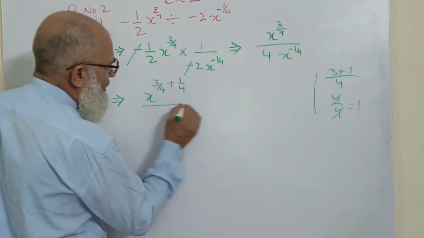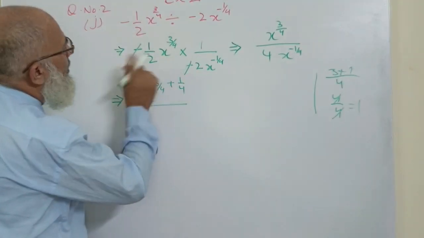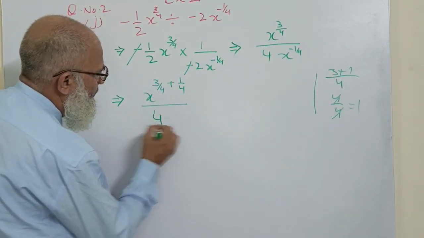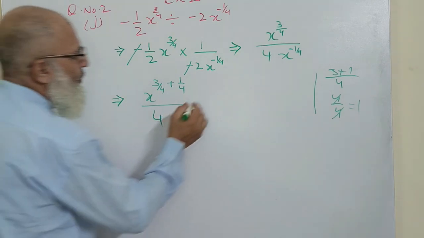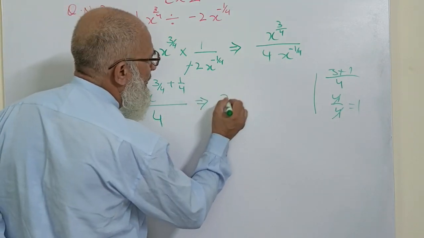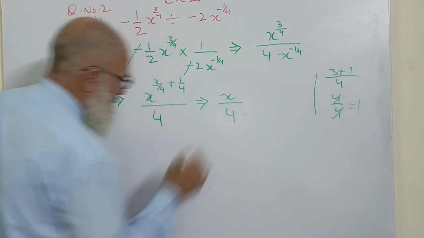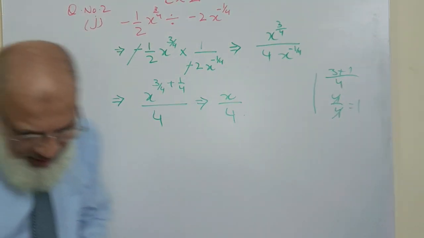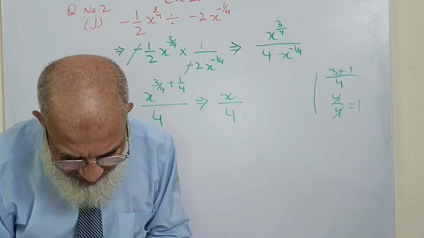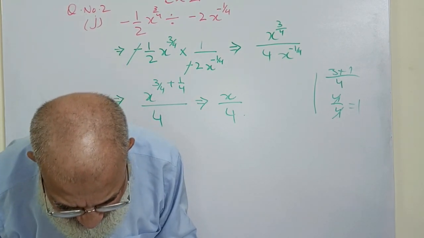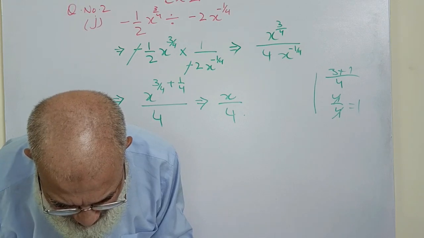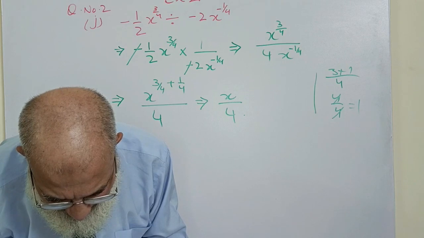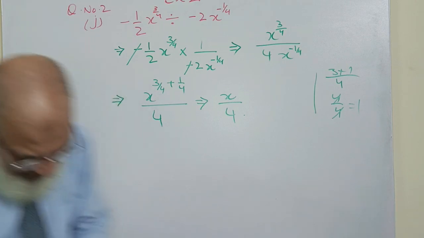And the rest of the question is this 4. So what will it become? x divided by 4. Let me do one last part from this question, and let me choose part K.